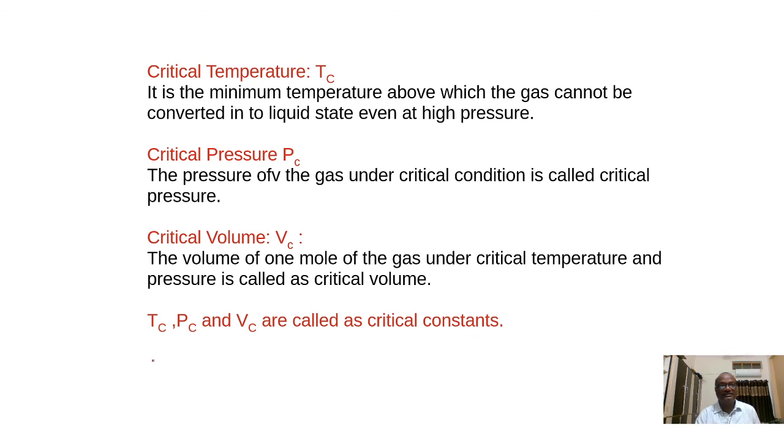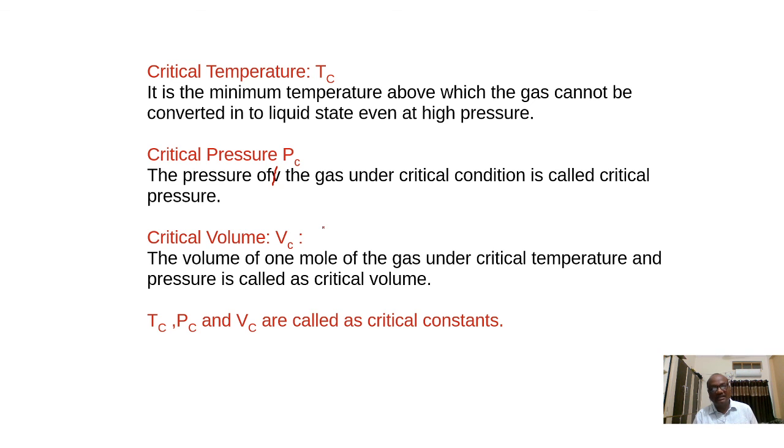Now we can see the definitions of critical temperature. It is the minimum temperature above which the gas cannot be converted into liquid state even at high pressure. That is called critical temperature. It is indicated by Tc. What is critical pressure? Pc. How can we define it? The pressure of the gas under critical conditions. When a gas is present at critical temperature, that pressure of that gas is called critical pressure.